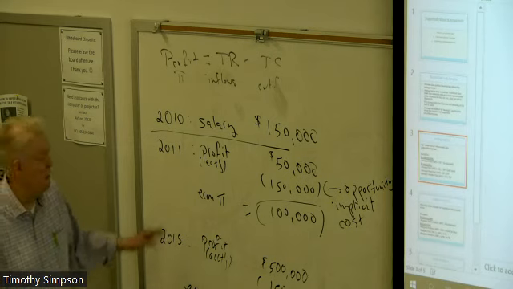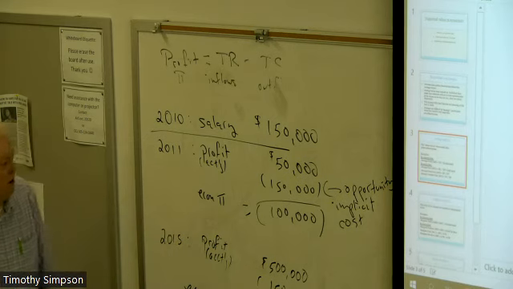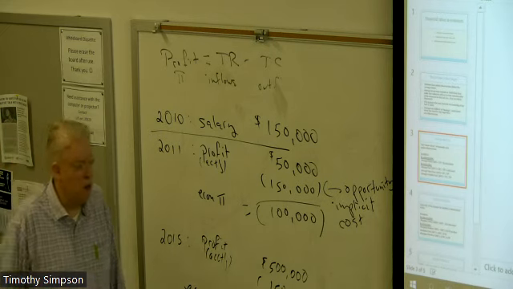Are there questions for me about implicit cost and how that might work? Okay. Well, that does it for this chapter.